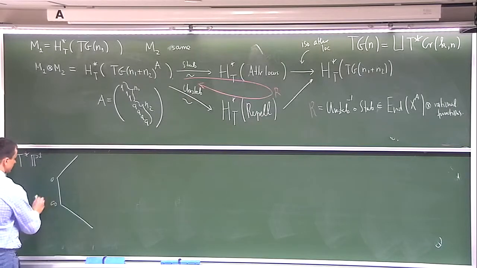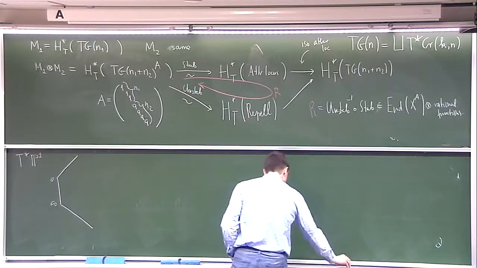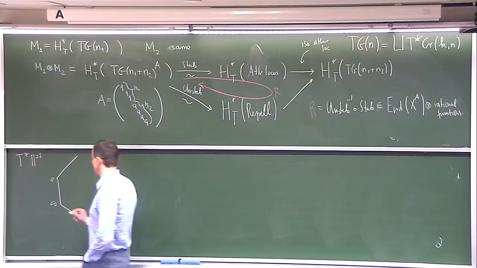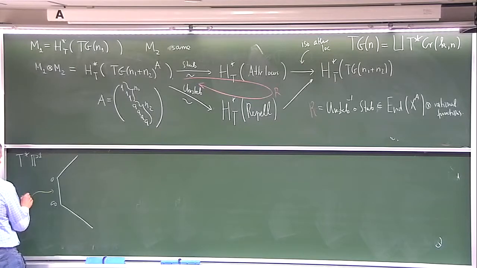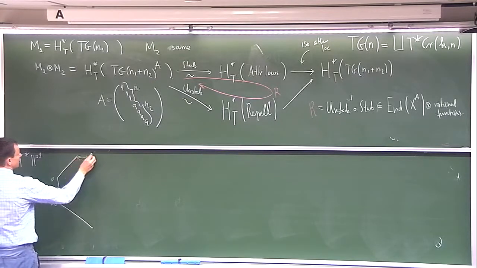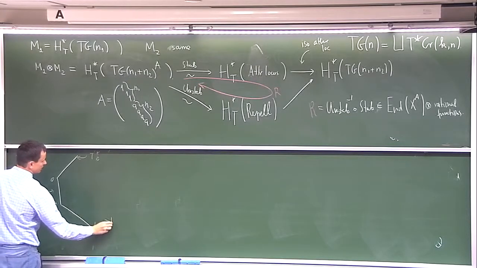So this really is a toric picture of T star P1. So this is P1 itself. This is the cotangent fiber at 0. This is the cotangent fiber at infinity.